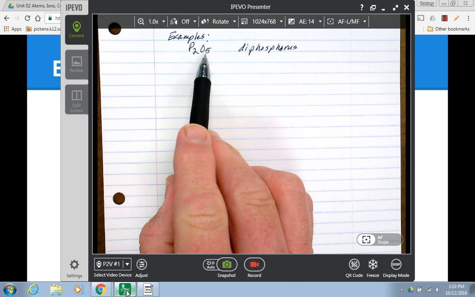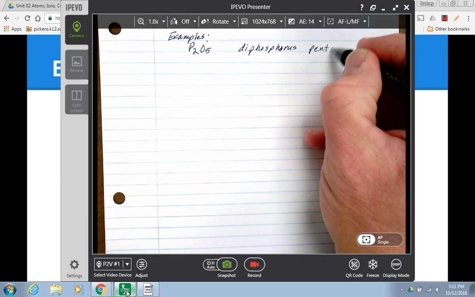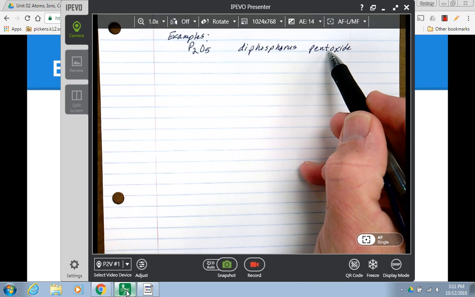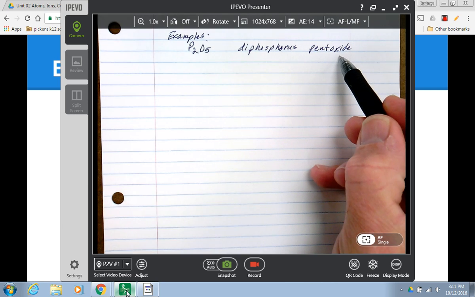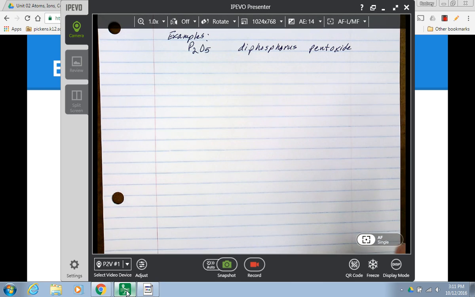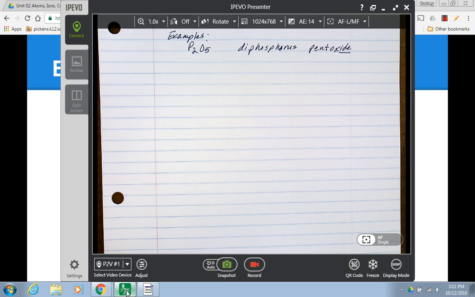So the prefix that we use for that is penta. So we're going to write pent oxide. Now we kind of leave off the A here because pentaoxide doesn't really work well in the English language, so it's just pentoxide. So the name of this would be diphosphorus pentoxide. Notice here that the ending is changed to IDE. So very similar to what it was in ionic compounds. The second element, the ending is changed to IDE.